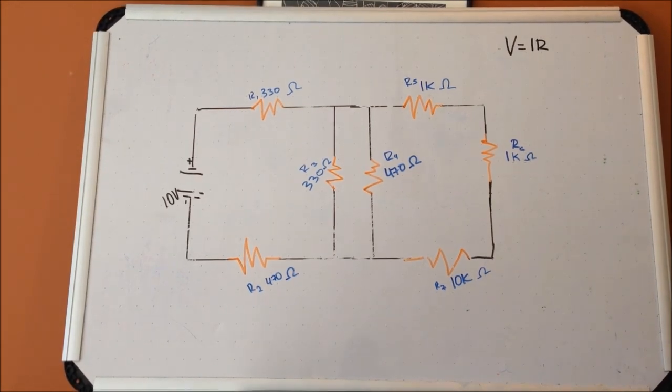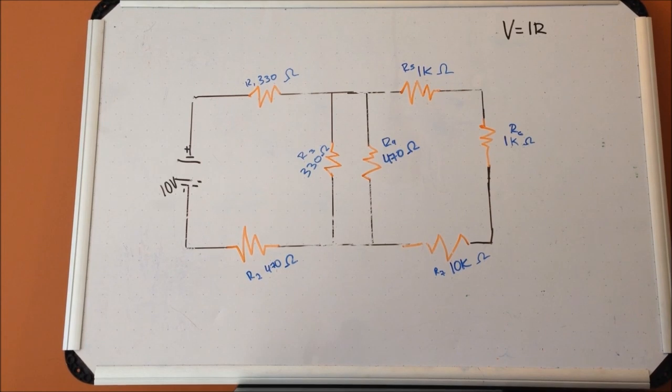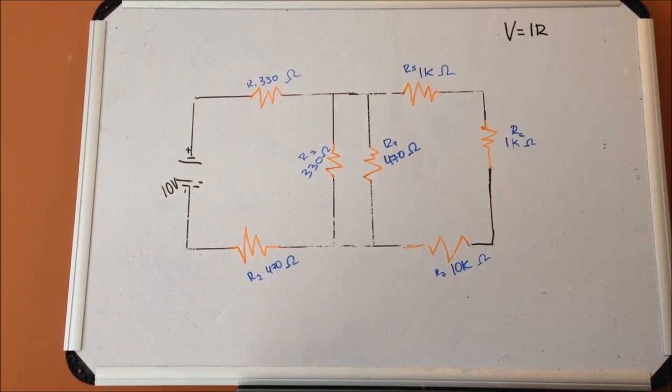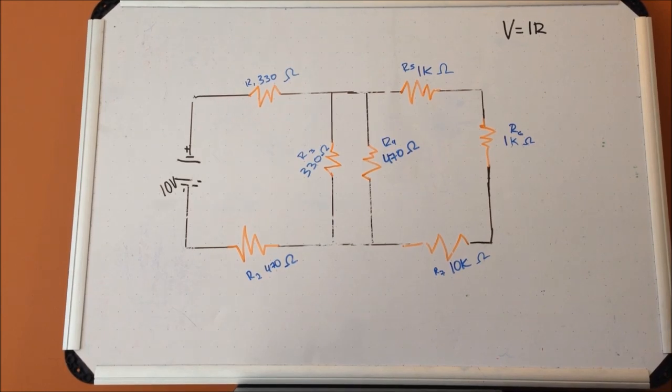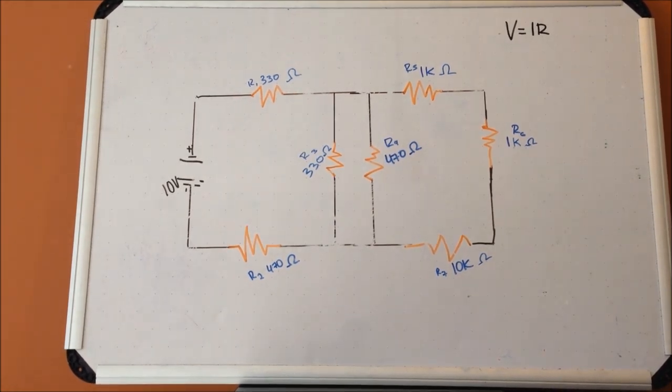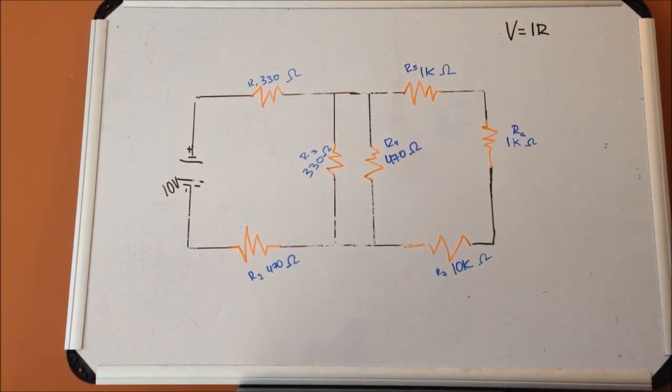This example is for solving complex circuits. We have a circuit with a 10-volt battery, a resistor with 330, a resistor with 470, another resistor with 330 and 470, two with 1K ohms, and then the last resistor has 10K ohms.